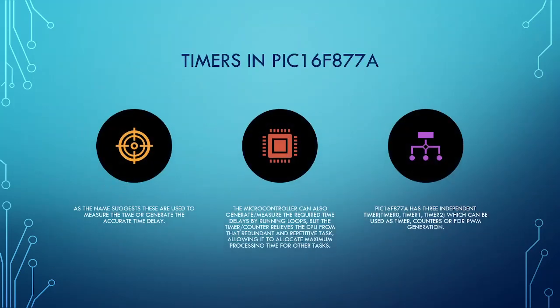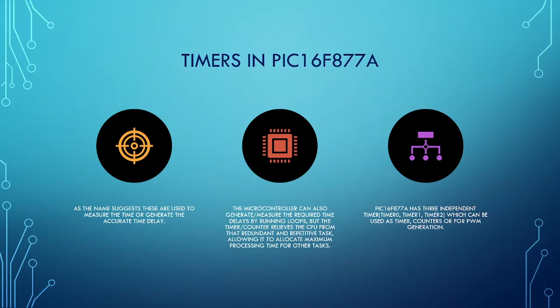Timers are one of the interrupts, and we have programmed timers also in the microwave oven, as they perform one of the important functions in a microwave oven. So let us see the functions of timers. As the name suggests, these are used to measure time or generate accurate time delays. The microcontroller can also measure the required time delays by running loops, but the timer or counter relieves the CPU from that redundant and repetitive task, and allows it to allocate maximum processing time for other tasks.